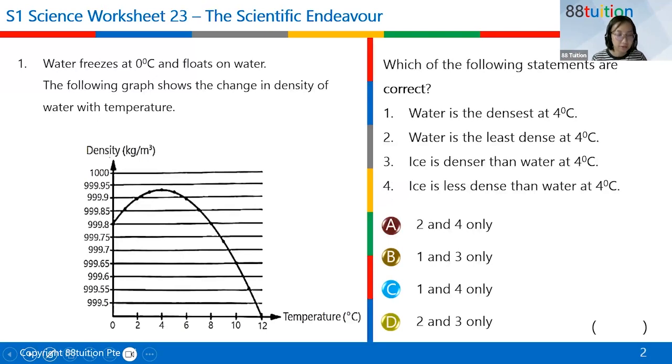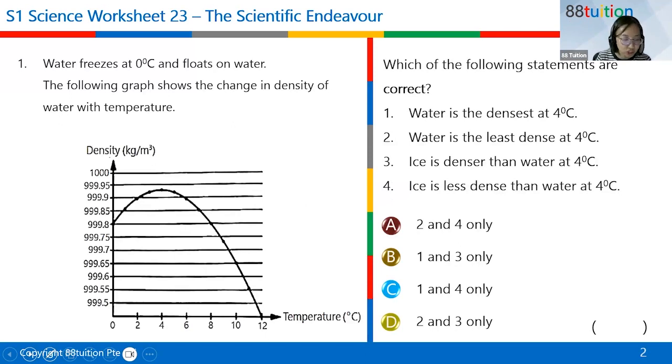There's a lag time. Okay, first question is, water freezes at 0 degrees Celsius and floats on water. We all know ice floats on water, right? Ice is always on top. I mean, that's how Titanic sank, right? Because Titanic actually hit an iceberg and the iceberg was floating on water.